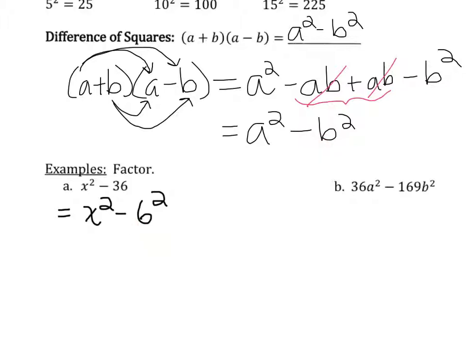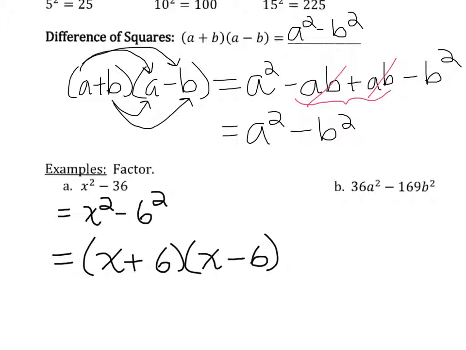So if I'm going to factor that, it's going to factor into an x in these first spots and a 6 in these second spots. One's going to have a plus, one's going to have a minus. x plus 6 times x minus 6. All right, and that's how I factor that binomial there. Let's go to the second example.